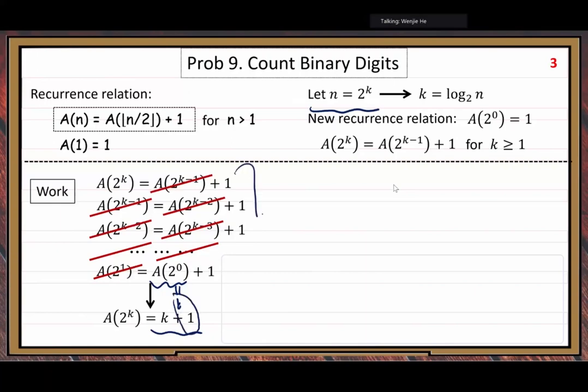And then you accumulate all the ones from all the equations. Can you count the number of equations? Can you tell me how to count the number of equations here? In this situation, how to count the number of equations? Any idea?